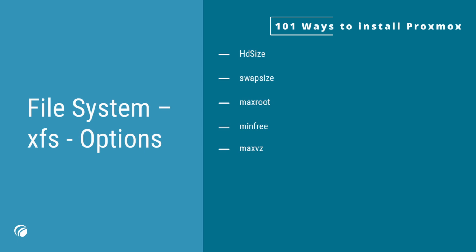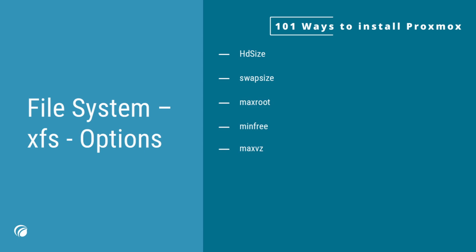The max root is the max file size allocated for the root directory of Proxmox. This depends, of course, on the disk you are installing it on. But if your disk is large enough, the default will be 96 GB. In general, you don't need more than 64 GB. But that might change in the future.